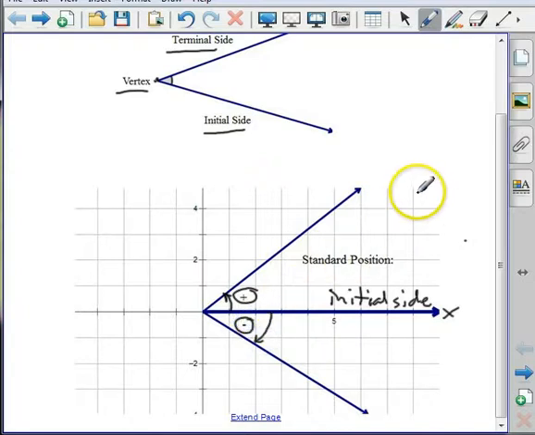And it's common convention that when we're talking about angles, we usually use Greek letters. For example, we might call this angle alpha. We might call this angle beta. You'll also see the letter theta used to represent angles a lot.